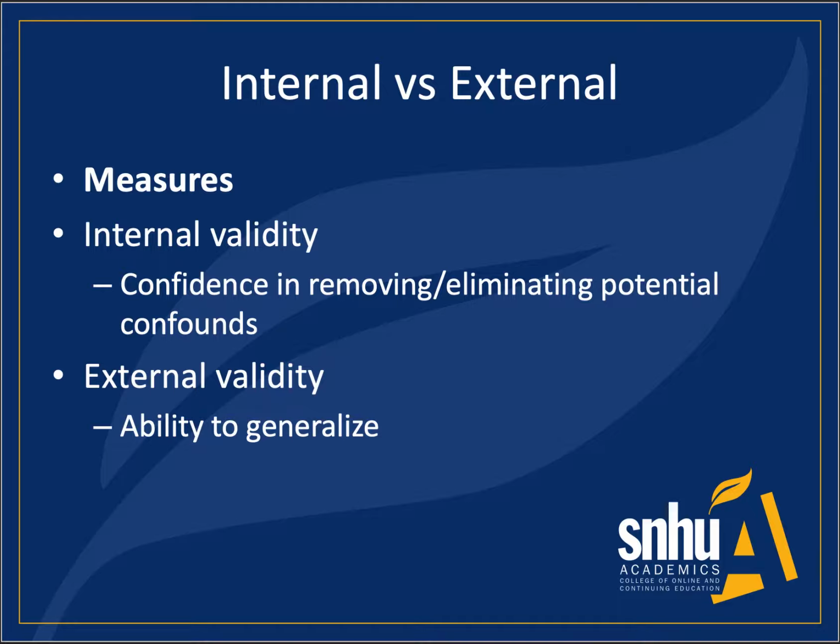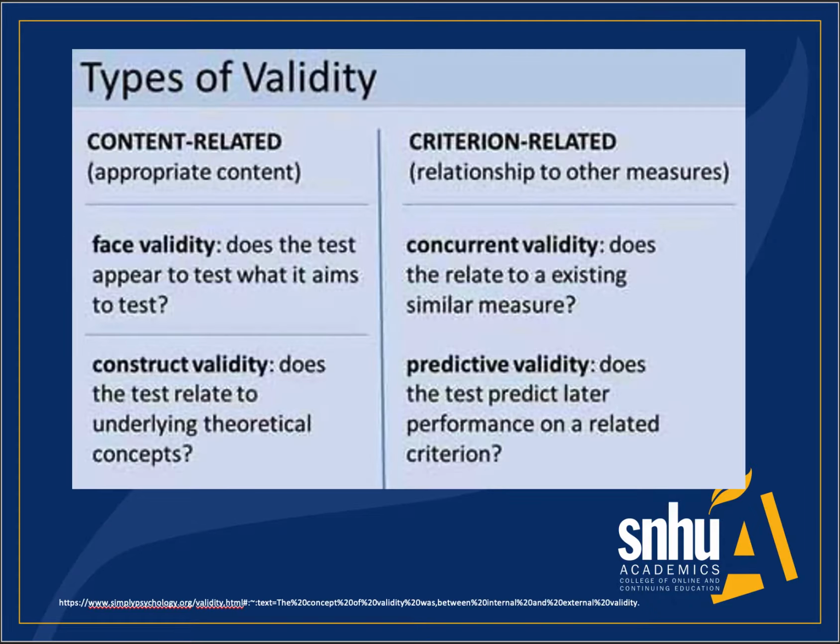There's also internal validity, which is the confidence that you have that the independent variable is truly impacting the dependent variable. In other words, the success in the overall research methodology to remove confounds. And then also external validity, or the ability to generalize the results to other populations, other samples. But again, we're just focusing only on the measures.